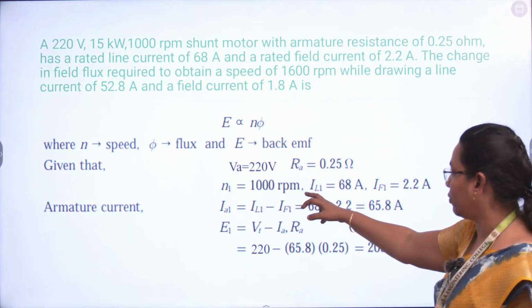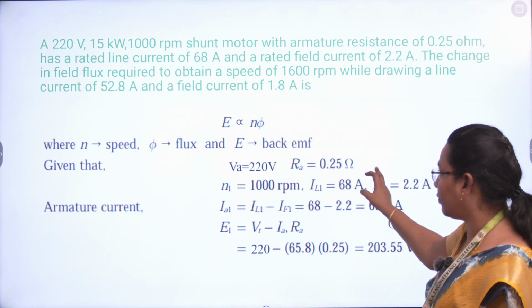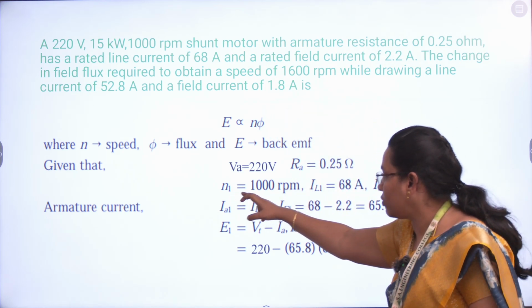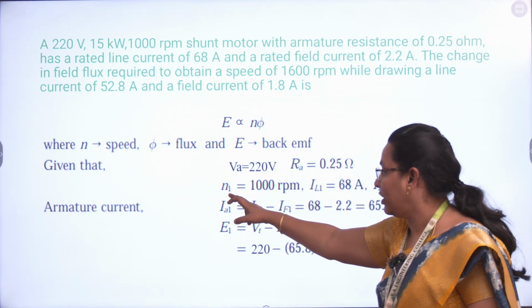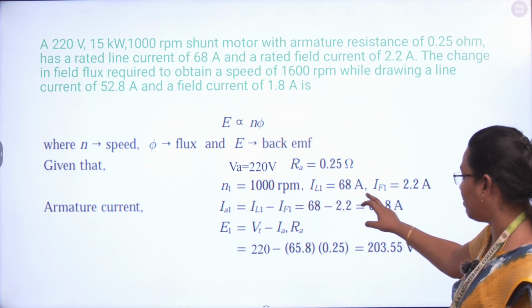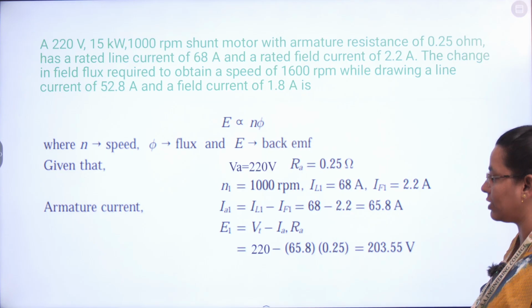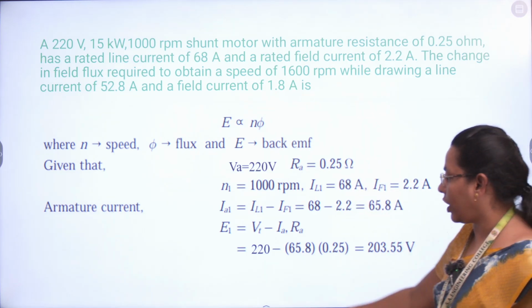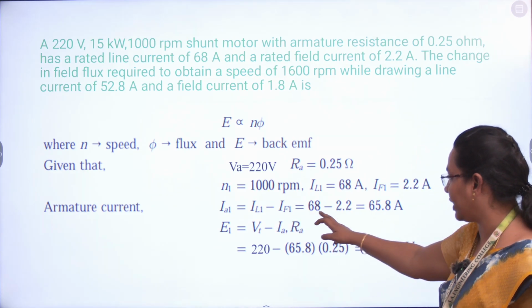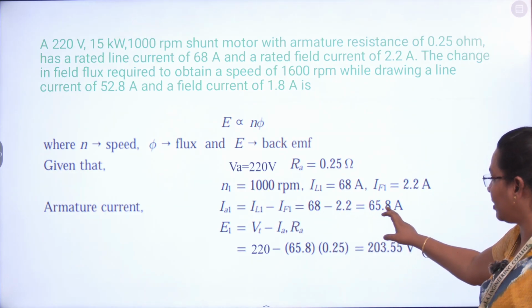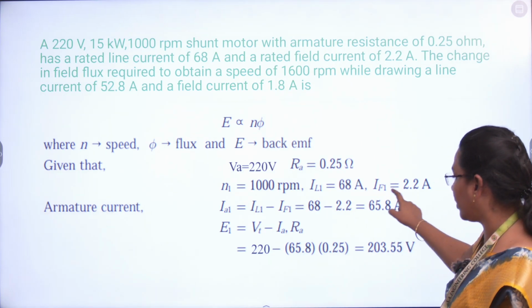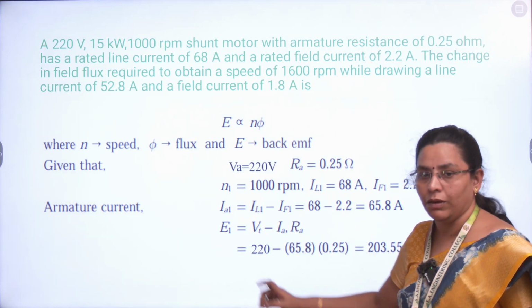Va equals 220 volts, Ra equals 0.25 ohm. For the given 1000 rpm, what is the given data? For 1000 rpm, represented by the N1 speed, the line current is equal to 68 amps and the field current is equal to 2.2 amps. So this is the motor. Ia1 equals line current minus field current, so 68 minus 2.2 equals 65.8 amps. For this armature current, we are going to calculate the back EMF.